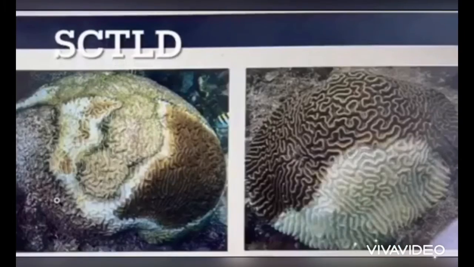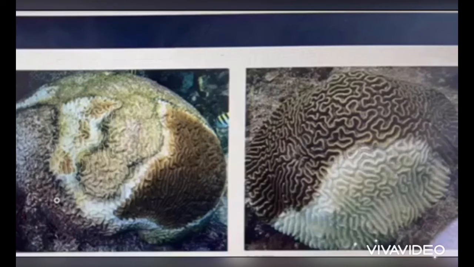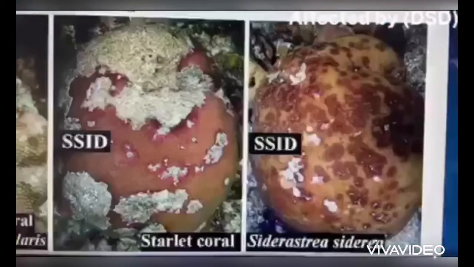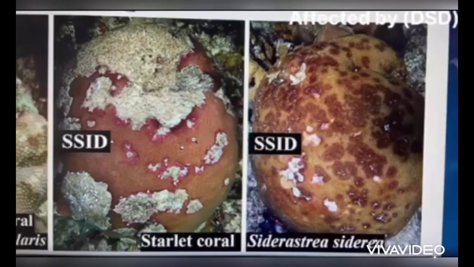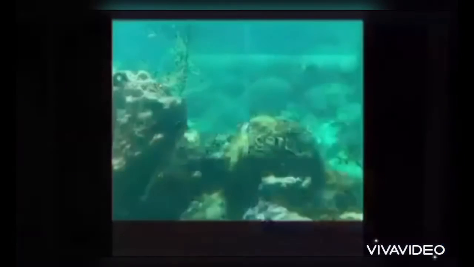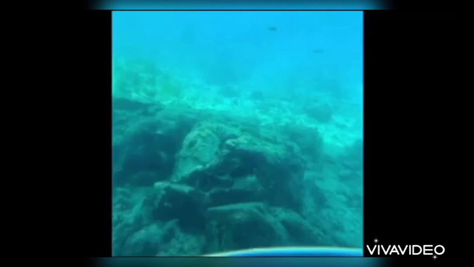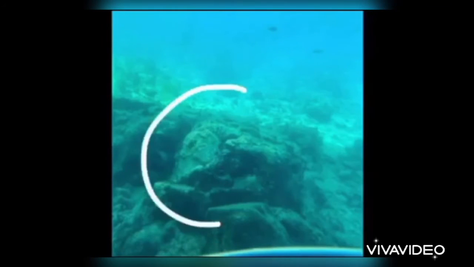There's a small slideshow of the different pictures that I took when we were on the trip, starting with the corals that were affected by the SCTLD disease. You can see that it's mostly bleached. Next, you can see the starlet coral that was affected by the dark spots disease. And here, the same thing. These are the corals that we saw that were affected by the SCTLD disease.